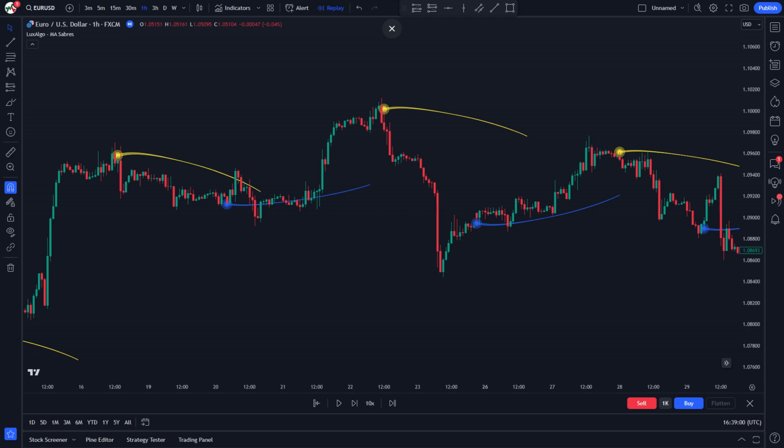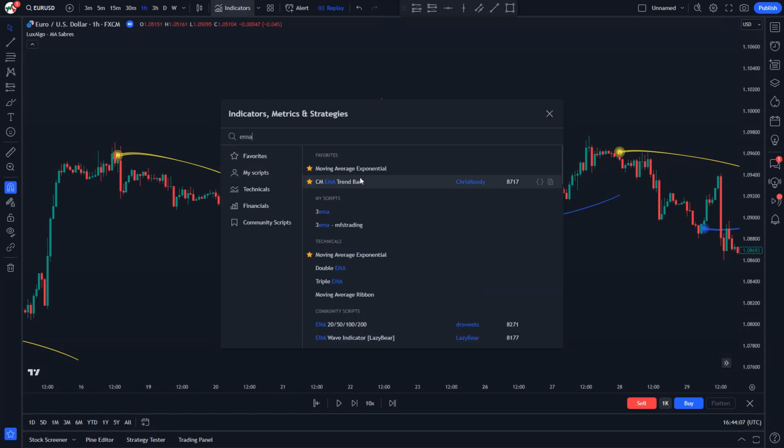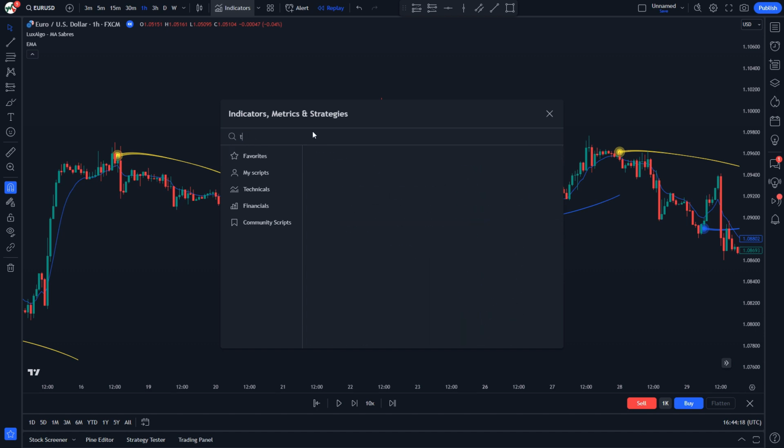For this strategy, we'll need to add a moving average indicator. Open the indicator search tab and type in moving average exponential. Then select the one by TradingView under the Technicals tab. We'll also need a buy-sell indicator, specifically the Twin Range Filter by Colin McK.